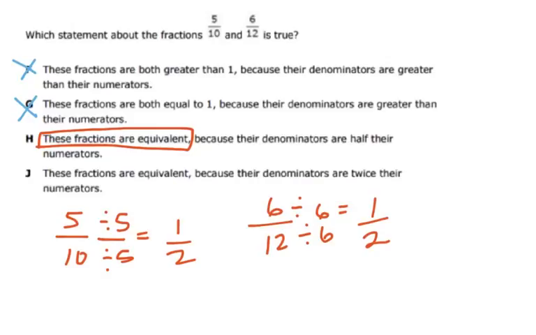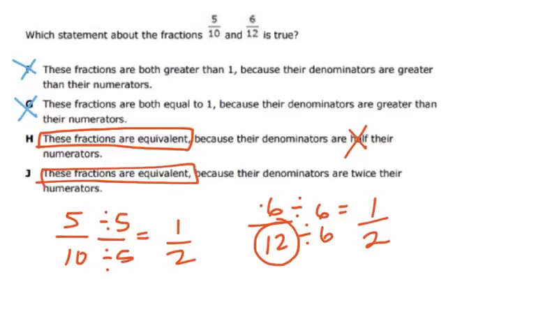Because their denominators, the bottom number, is half of their numerator. Wait, is 12 half of 6? Or is 6 half of 12? Let's see, 12 is bigger than 6, so it can't be half of 6. So this part is not true. It's really 2 times their numerator. So let's see what answer choice J says. These fractions are equivalent. Yes, we agree with that.